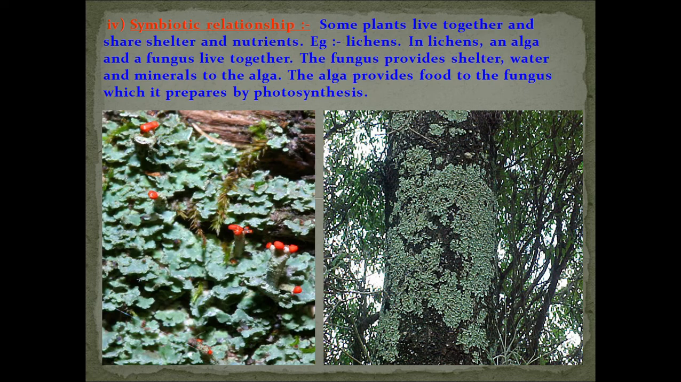Symbiotic relationship. Some plants live together and share shelter and nutrients. Example, lichens. In lichens, an alga and a fungus live together. The fungus provides shelter, water, and minerals to the alga. The alga provides food to the fungus, which it prepares by photosynthesis.